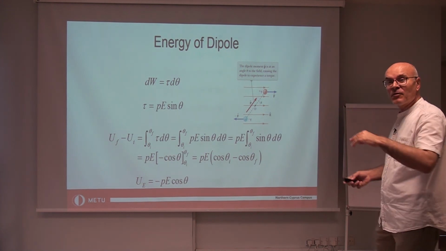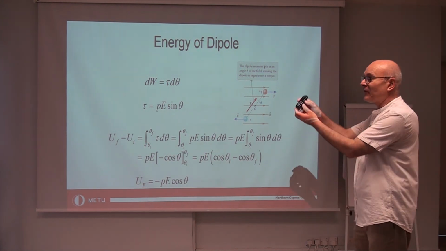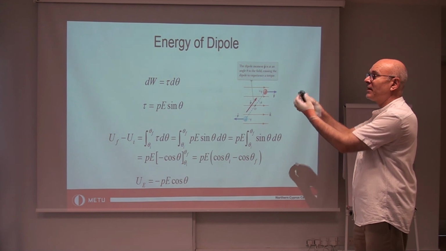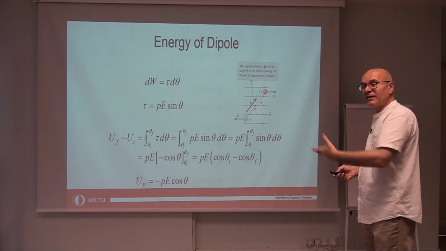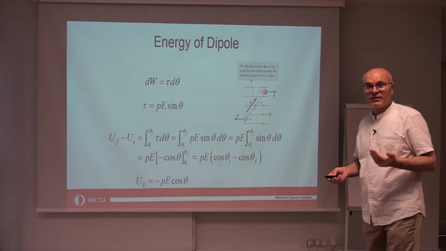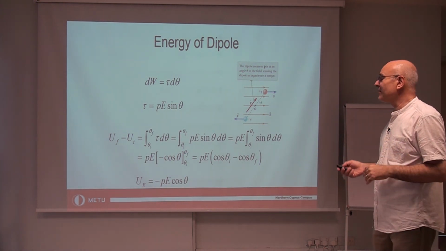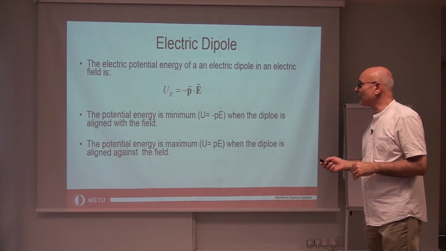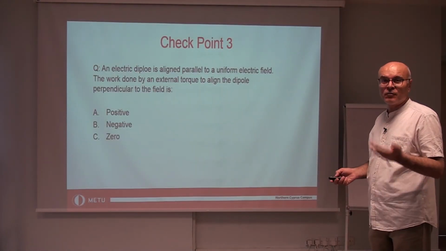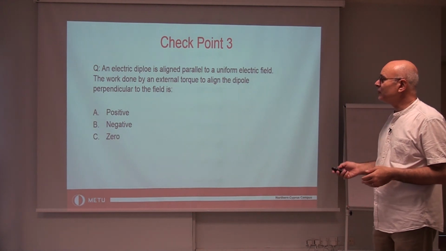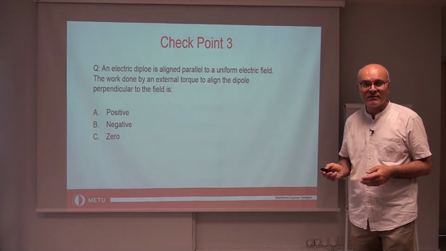So this dipole in this case will be dancing in the electric field. It will start this way, go this way, come back this way. Okay? So if you put a dipole in an electric field, it will dance in the electric field. So that's what we can say about dipoles. Before you go ahead, you try to check this checkpoint.